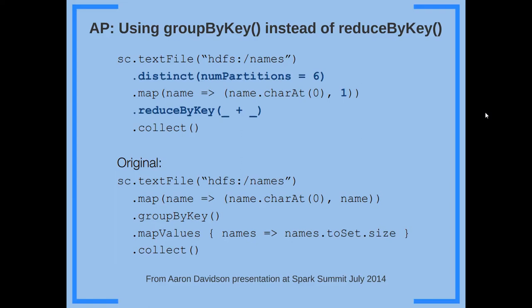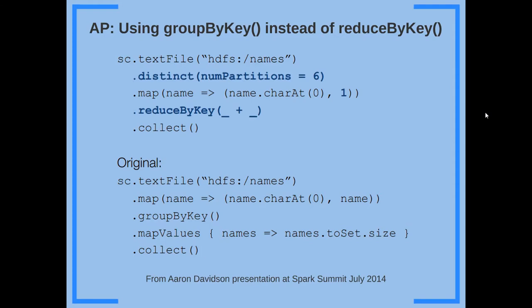This is the slide I promised. This example was stolen wholesale out of this excellent presentation by Aaron Davidson at Spark Summit in July 2014. In that presentation, he takes this original here at the bottom of the slide, a seemingly direct coding of a simple problem, which is to count how many human first names begin with the letter A, how many begin with the letter B, and so forth.